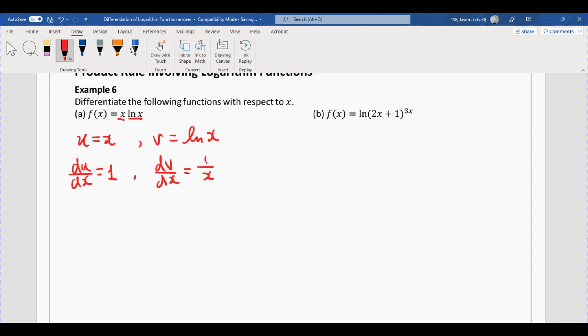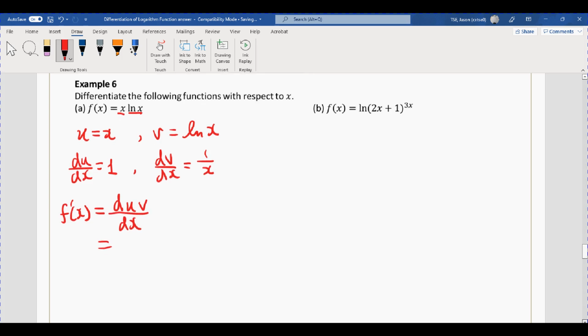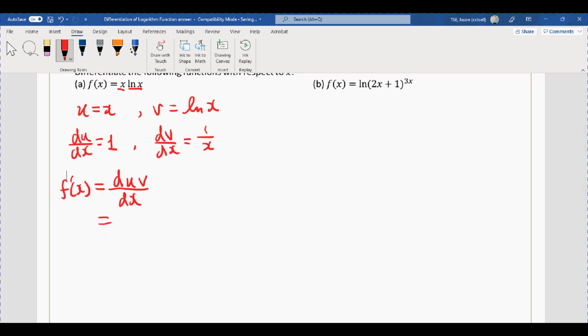If I try to differentiate the whole function f(x), I'm going to differentiate x times log x, which is u times v, because u is x, v is log x. Is that okay? Do you still remember the product rule? Can you write the product rule right here? What would be the product rule? I'll give you 10 seconds.